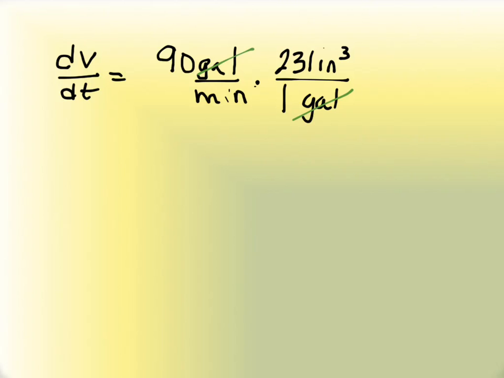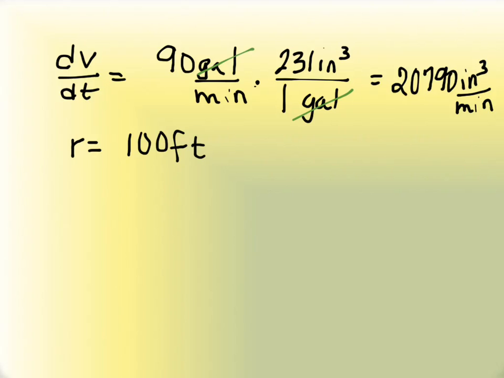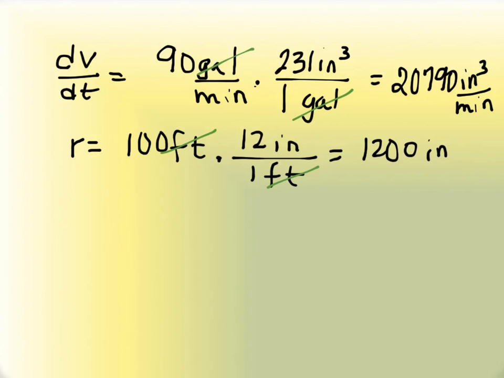Okay? So what is 90 times 231? 20,790 cubic inches per minute. And let's also, while we're at it, go ahead and find out what the R would be. We had 100 feet, right? And we can set up the same kind of fraction multiplication with this one. 1 foot is equal to 12 inches. And we can notice that the feet cancel. So 12 times 100 is 1,200 inches. Now I actually have everything in the same units, and it's usable information.